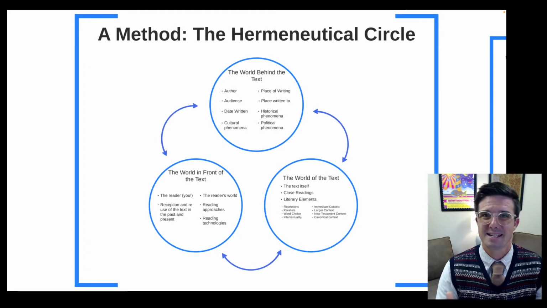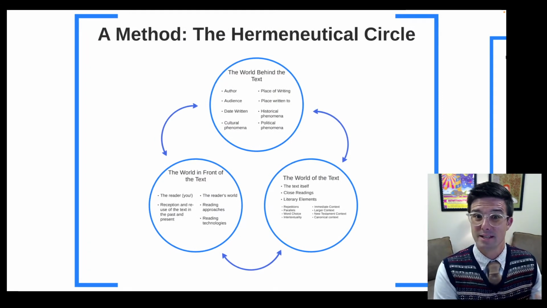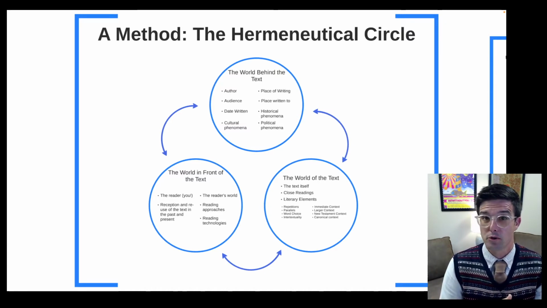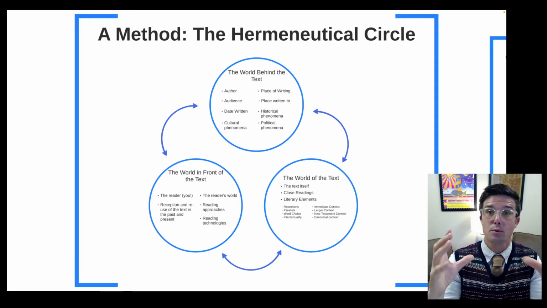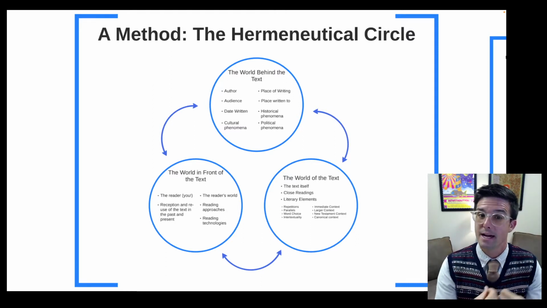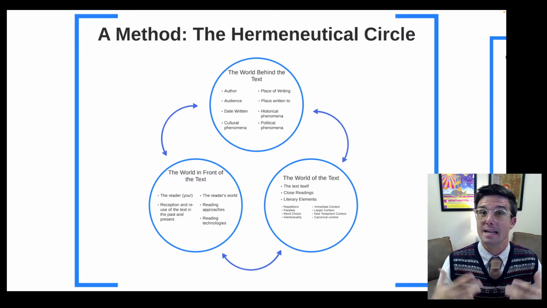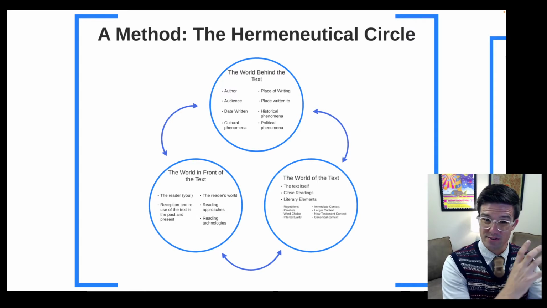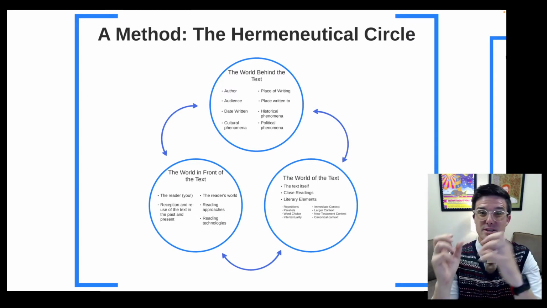So returning back to this idea that was introduced in the last video, remember the idea of the hermeneutical circle or the hermeneutical spiral is that you can start with any of these three different worlds: the world behind the text, the world of the text, or the world in front of the text. In this class, we are first introducing the world in front of the text, so we're starting there, and then we're going to move to these other worlds.